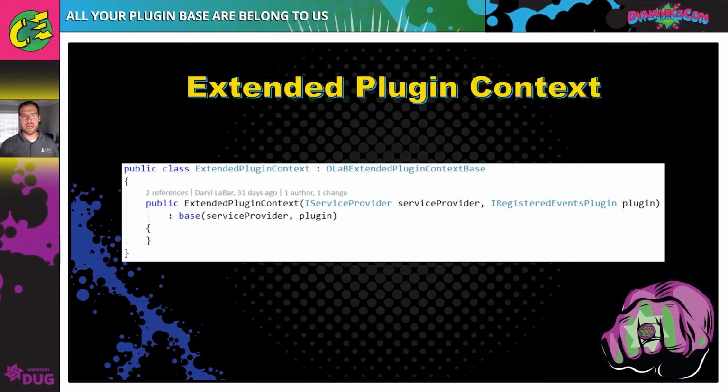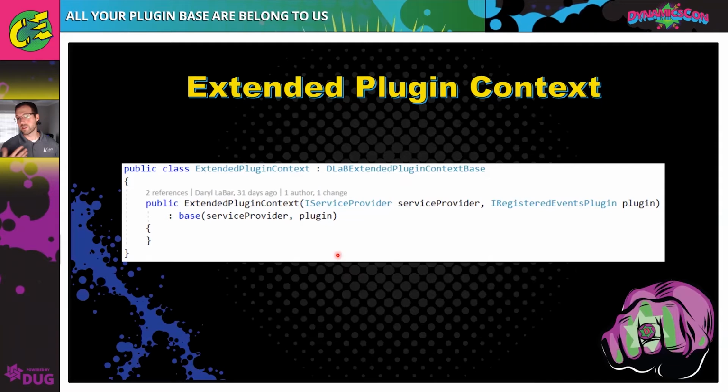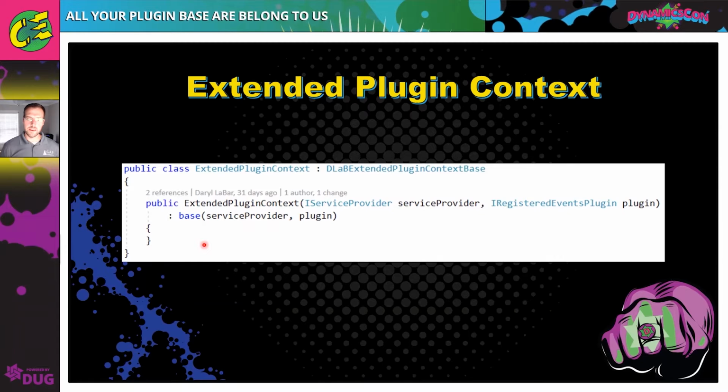The extended plugin context. This would be my particular plugin context base. And then this would be basically what you would actually create. You'd create this extended plugin context, which was right here, if you can see that. And this is all the code that exists. It's just the single constructor that passes the IServiceProvider and IRegisteredEventsPlugin into the base class. That's it. Okay, so this is the actual extended plugin context.